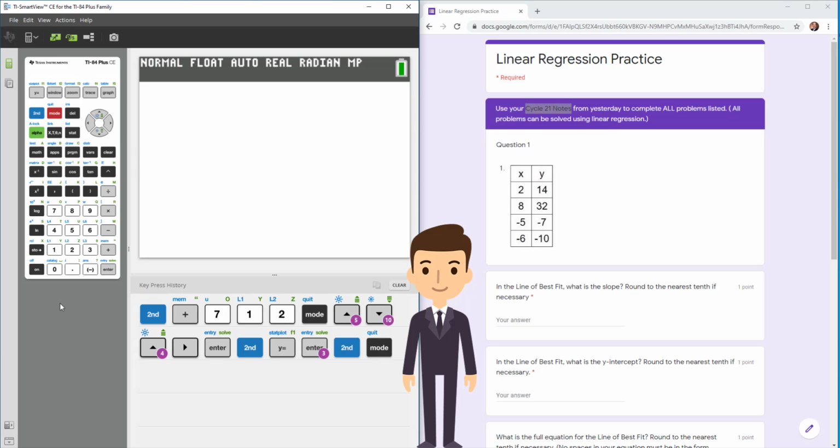Okay, so once again, there's 2 steps. Second plus 712, resetting it, and then you went to your mode and you went turn stat diagnostic on. And then the other thing you did was you turn on your second y equals, you went to stat plot and you turn on your stat plot. And both of those are necessary.